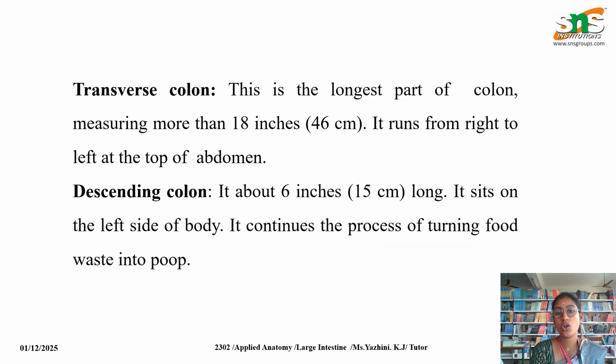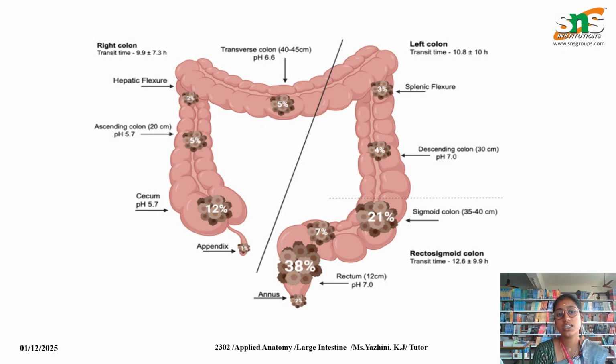The transverse colon is the longest structure, over 18 inches or 46 centimeters, running horizontally across your upper abdomen right under the stomach, and it continues absorption while the waste travels. This mobile section can sag with age, and in elderly care we should watch for bloating. The descending colon on the left side is about 6 inches or 15 centimeters, and it keeps compacting waste into formed stool and stores it briefly.